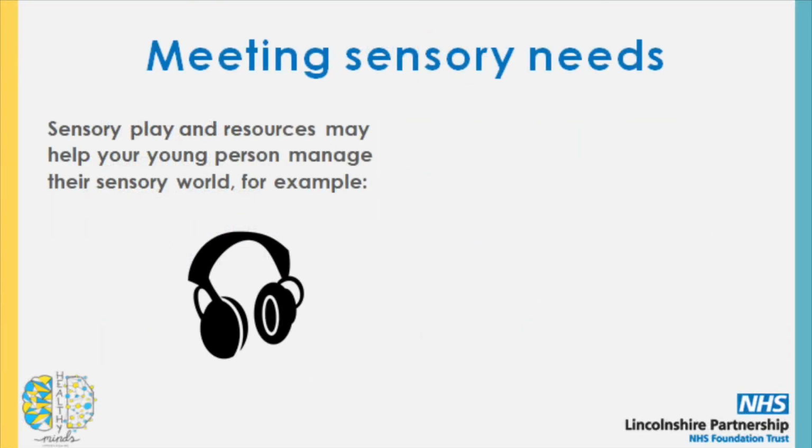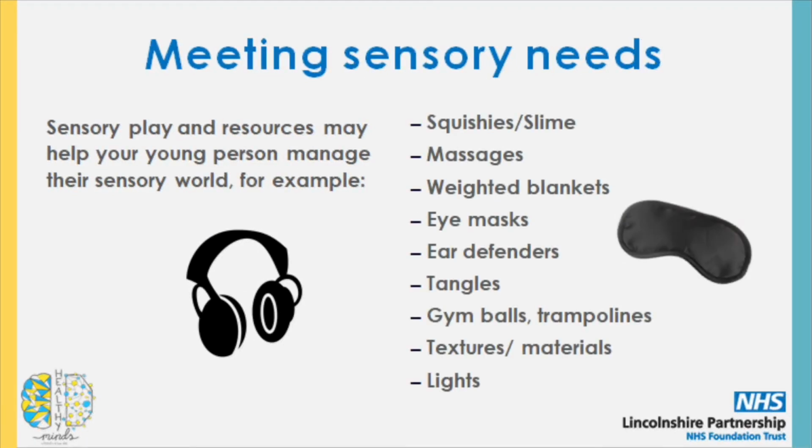Other things that might help your young person's sensory needs are things like squishies, slime, massages, weighted blankets, eye masks, ear defenders, tangles, gym balls, trampolines, or certain textures, materials or lights. Many of these items are available from specialist retailers, but they are becoming widely available now from a number of online companies.